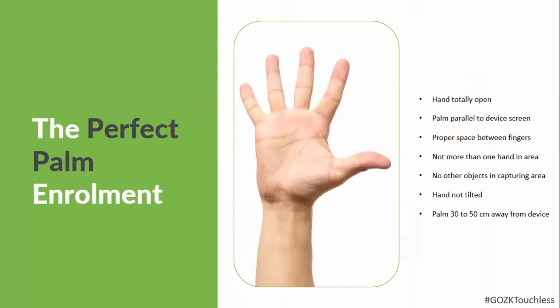Also, for the perfect palm enrollment, as you can see, you need to open your fingers or your whole palm so that the reader can recognize your palm successfully. The recommended distance for enrolling is 30 centimeters away from the device. Then the device will be able to recognize your palm successfully.